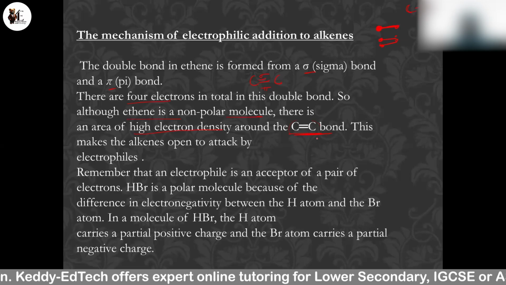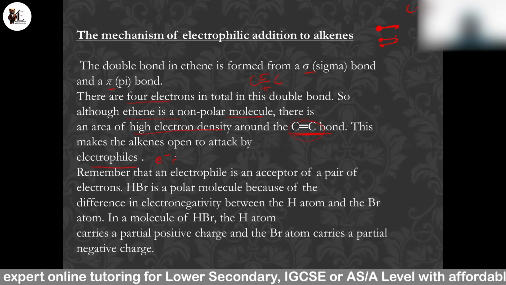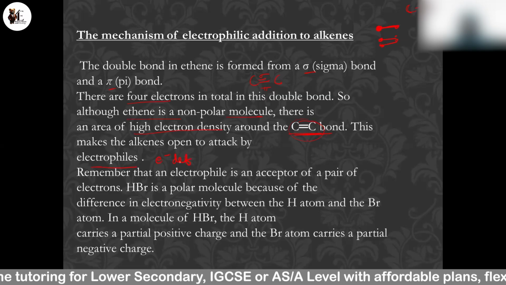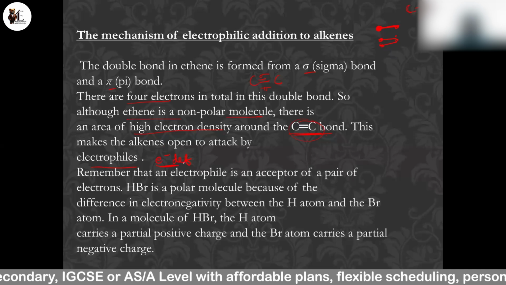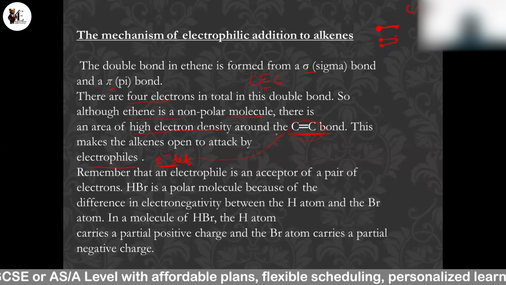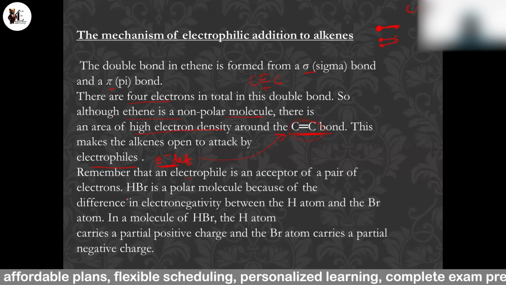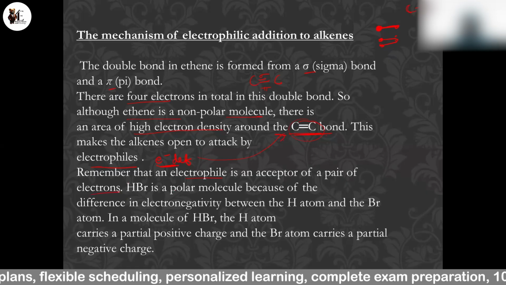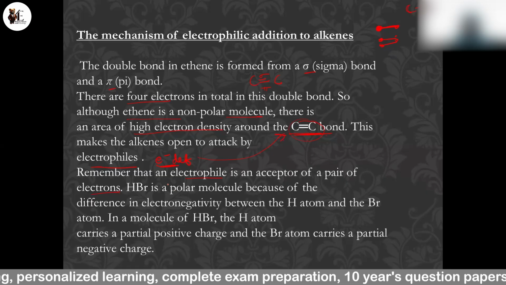So if the electron density is high here, then what happens? Electrophiles are electron deficient, so they want to attack electron-rich molecules. This makes the alkenes open to attack by electrophiles. They easily attack the electron-rich alkene. Remember that an electrophile is an acceptor of a pair of electrons because they are already electron deficient. So they are acceptors of a pair of electrons.